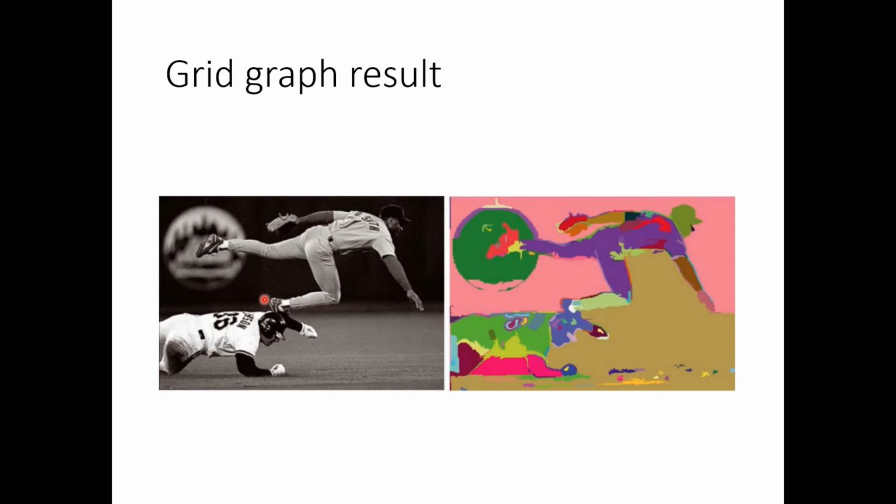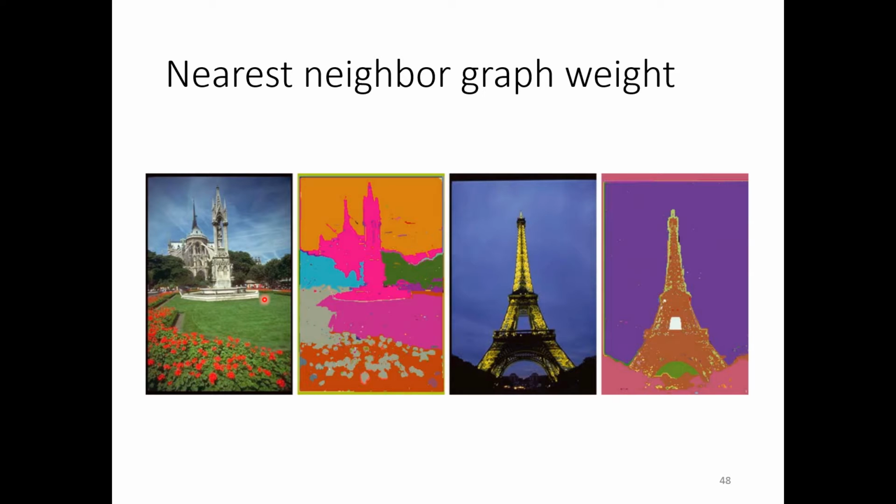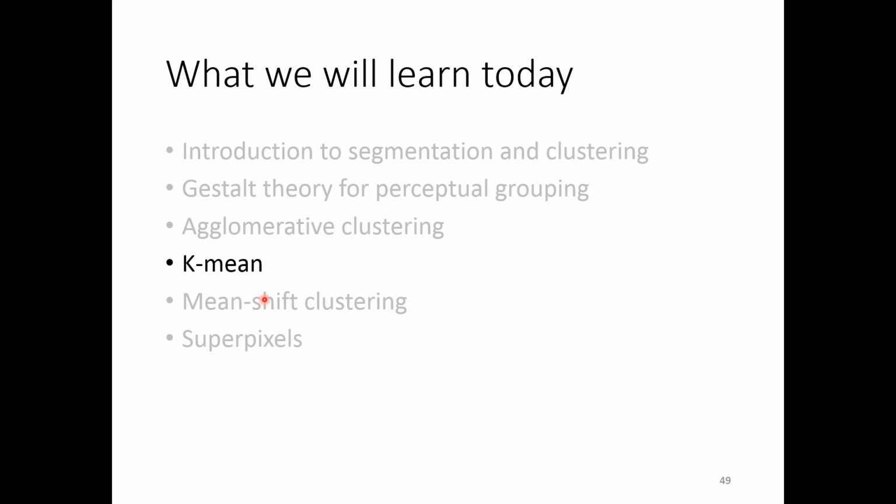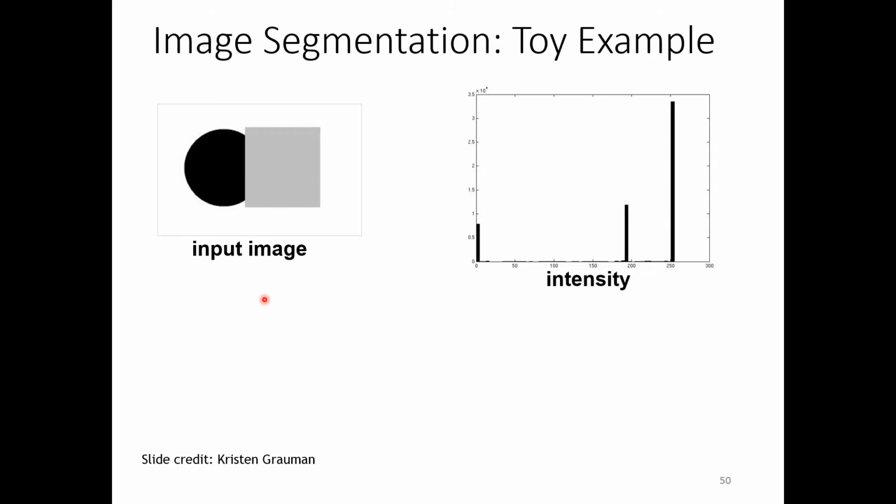And this is some of the results. This is based on the grid graph approach. The first one will have a result like this, and that's another one. This is based on the nearest neighbor graph approach. So that's the clustering algorithm, and another very famous clustering method, k-means.